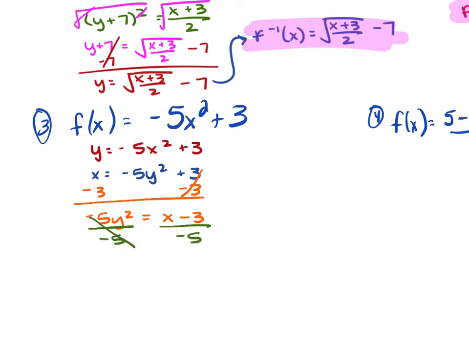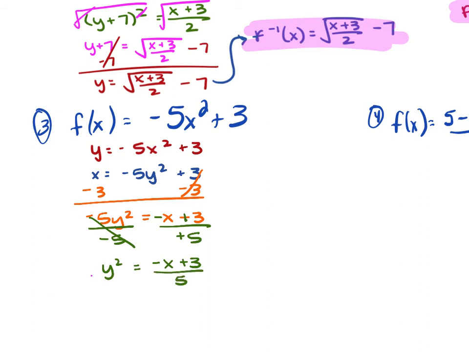When I divide each side by that negative 5, that negative cannot stay in the denominator, or at least I don't want it in the denominator. So I'm going to change the sign on every single term here. So that negative 5 becomes a positive 5, the negative 3 becomes a positive 3, and the x becomes negative. So we have y squared is equal to negative x plus 3 over 5.